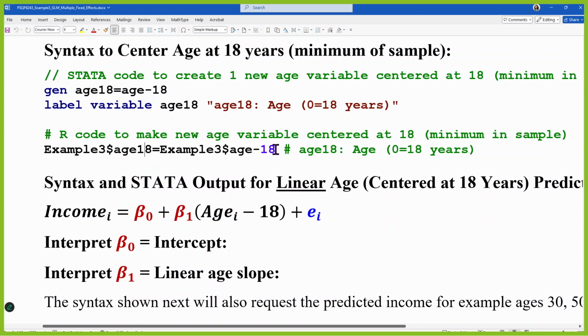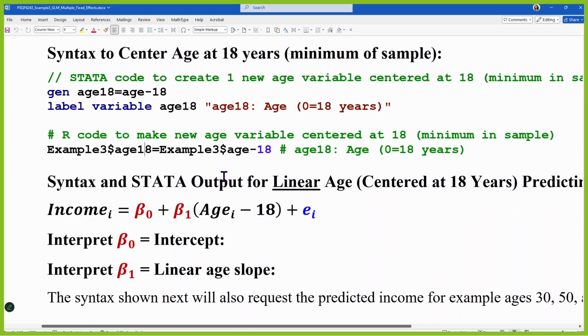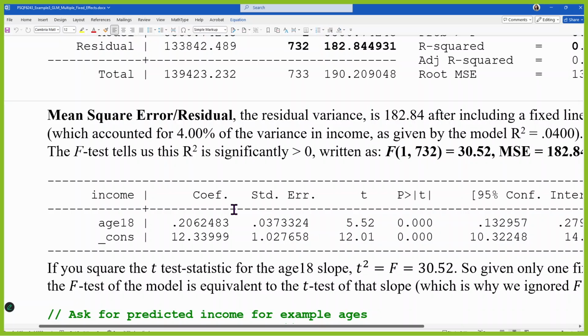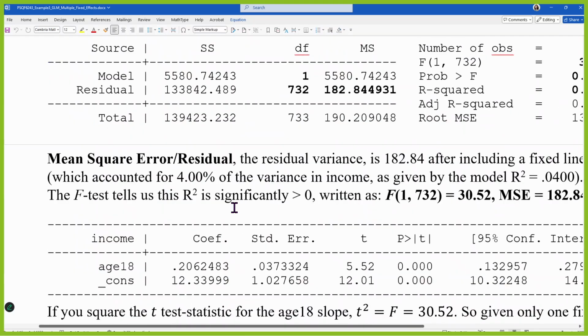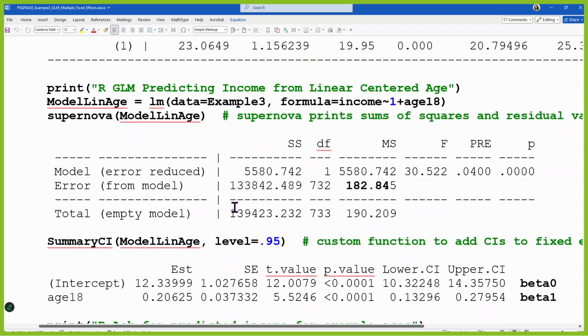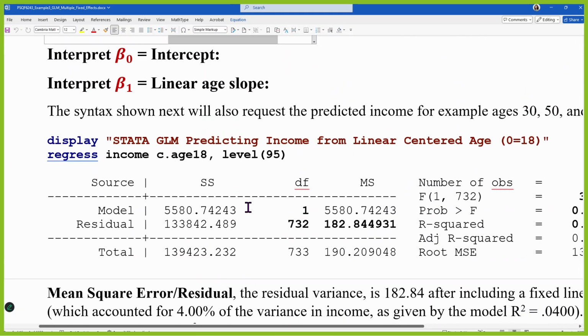A lot of folks will make a new variable and then forget to stick it in the model. They'll stick in the original one instead. So watch out for that as an easy thing that you can accidentally mess up. But if we start with a linear model for age, here's what we get. So this is Stata output. We'll do Stata output first.